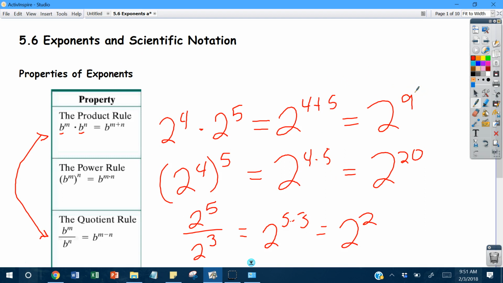Let's go ahead and finish the job. If I pull out my calculator and see what 2 to the 9th power is, I end up with 512. If I put in 2 to the 20th, I get a huge number, 1,048,576. And 2 to the 2nd power is 2 times 2, which is 4. There shouldn't be any sort of dot there. Whoops. All right, just pretend that dot's not there. That's not a decimal. But that's how you use these rules.